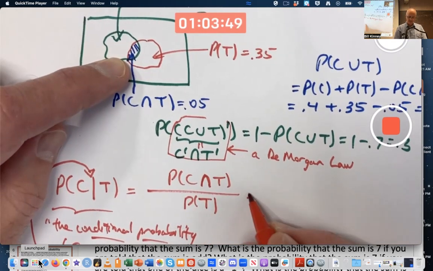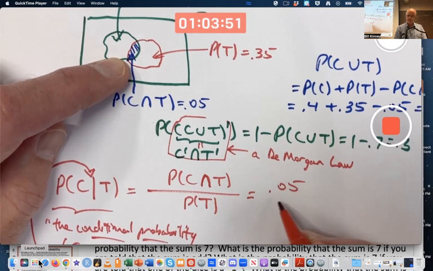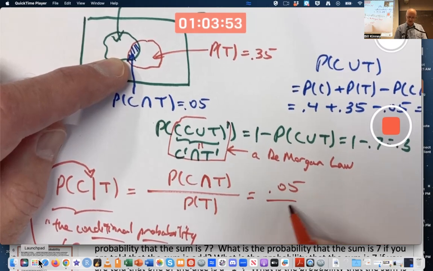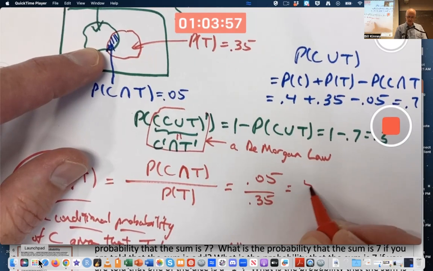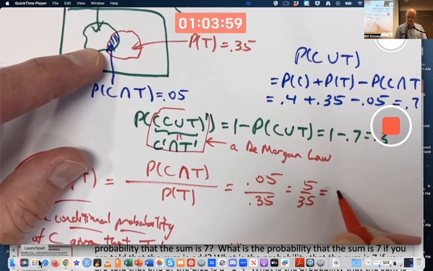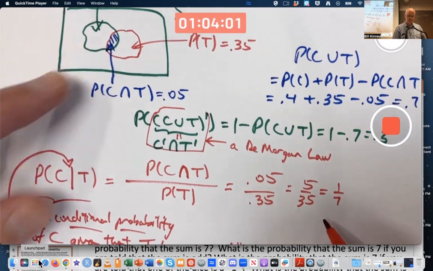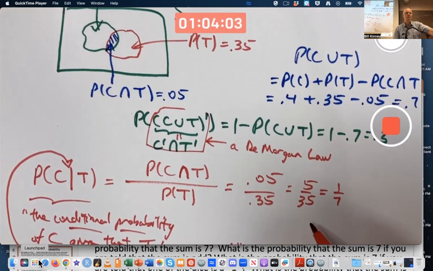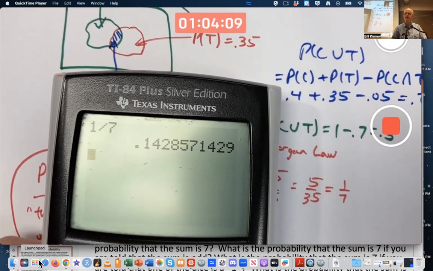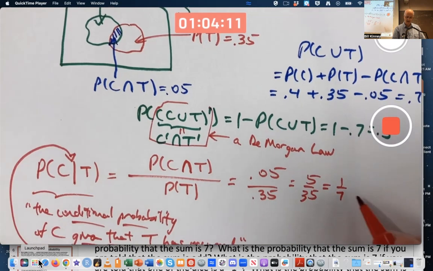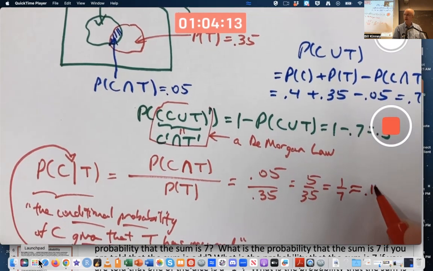So this is 0.05 divided by 0.35, which is 5/35 or 1/7, and that is about 14%, I believe. 0.1428, I think. I should know that. Yeah, 0.142857. I did, I just was feeling a little uncertain. About 0.14, say.